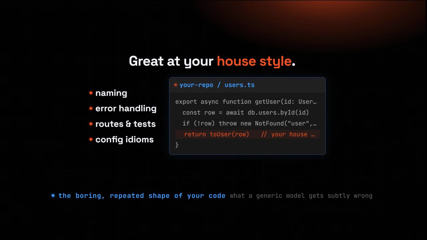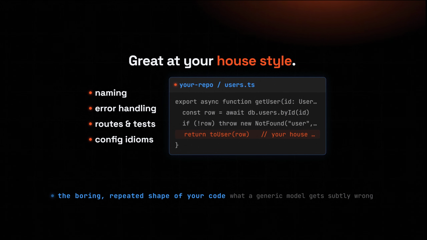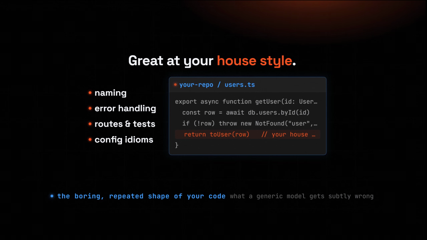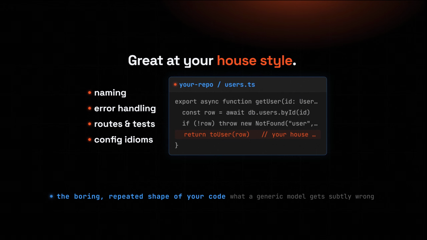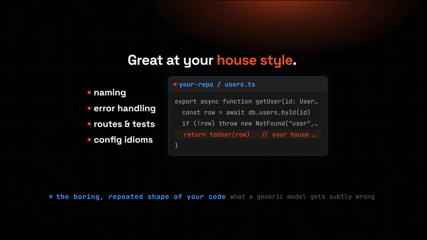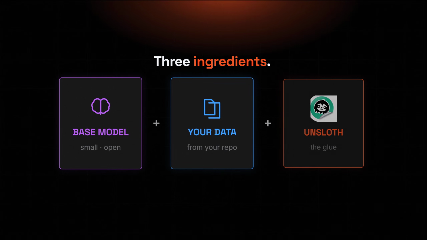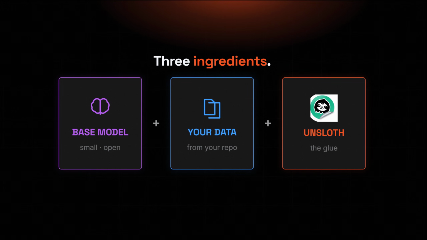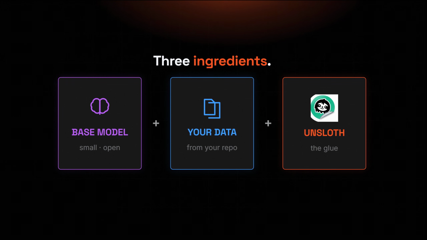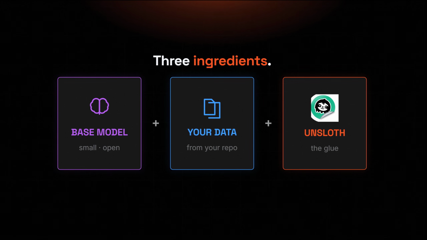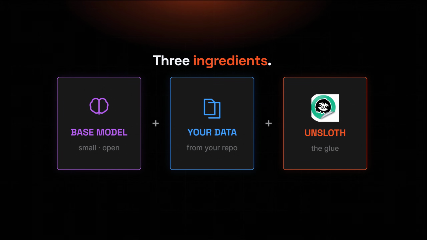So what is it genuinely great at? Teaching a model your house style, your error handling idiom, the way your codebase wires up a route, or a test, or a config. The boring, repeated shape of your code, the stuff a generic model gets subtly, annoyingly wrong. You need exactly 3 things: a base model to start from, a dataset pulled from your own code, and Unsloth to glue it together. That is the entire shopping list. Let us get each one.